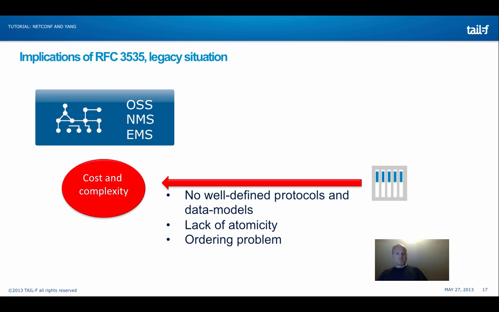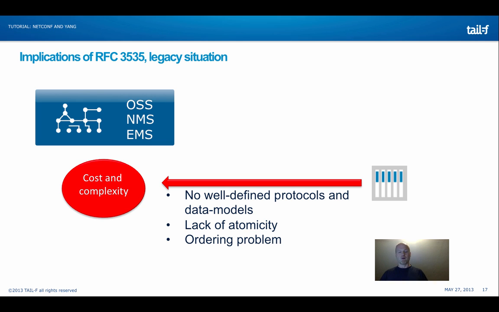So if we step back, what's behind all these requirements, and if we fulfilled these requirements in the standard, how would things change in the industry when it comes to configuration management? If we look at the current situation, from devices, there are no well-defined protocols and data models for doing configuration management. There's a lack of atomic transactions, meaning that when you change things, some might go through, some might not. It's very hard to do rollbacks.